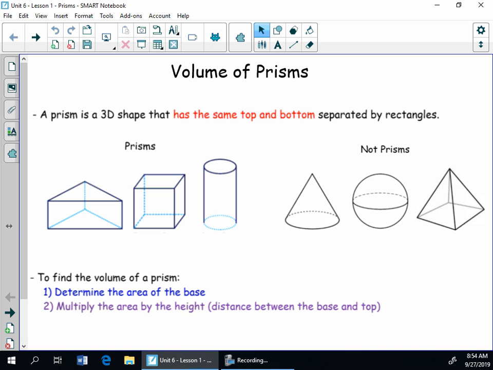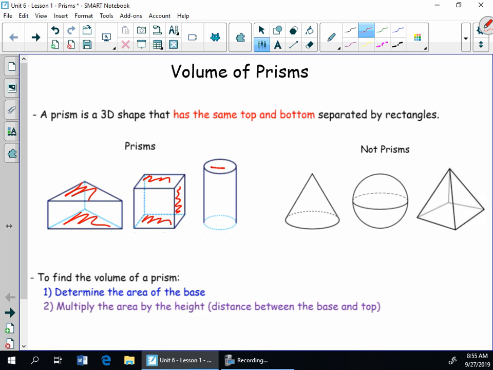Today's idea, we're going to look at prisms. A prism is any 3D shape that has the same top and bottom. They're separated by rectangles. So the most obvious one is the box, right? We have a top that's a rectangle, a bottom that's a rectangle, and the part in between is obviously a rectangle. But there are other types, like triangular prisms also.